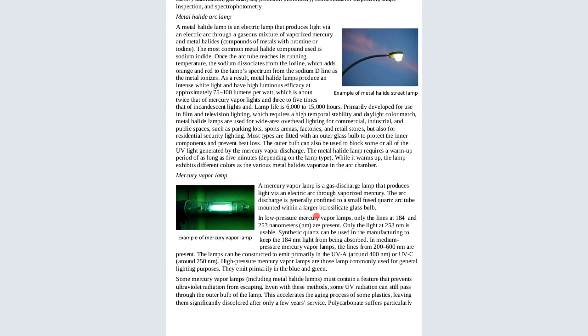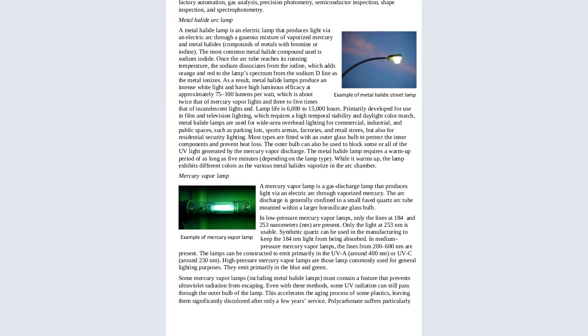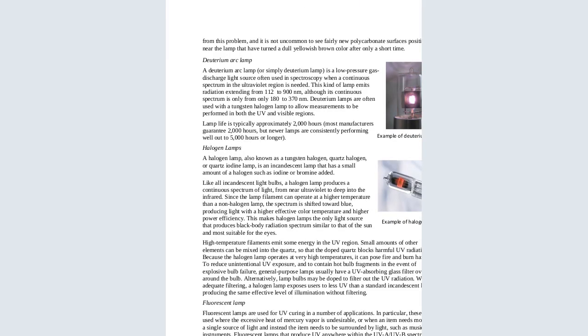Some mercury vapor lamps, including metal halide lamps, must contain a feature that prevents ultraviolet radiation from escaping. We say this ultraviolet radiation is the most dangerous thing that is emitted by these lamps. So the basic thing in using these lamps safely is to protect them as much as possible, so as to make sure that they don't emit this ultraviolet radiation to the environment or the surroundings.